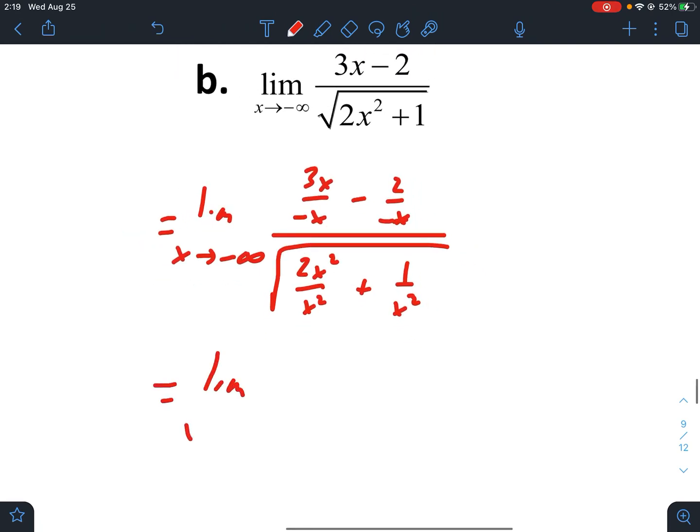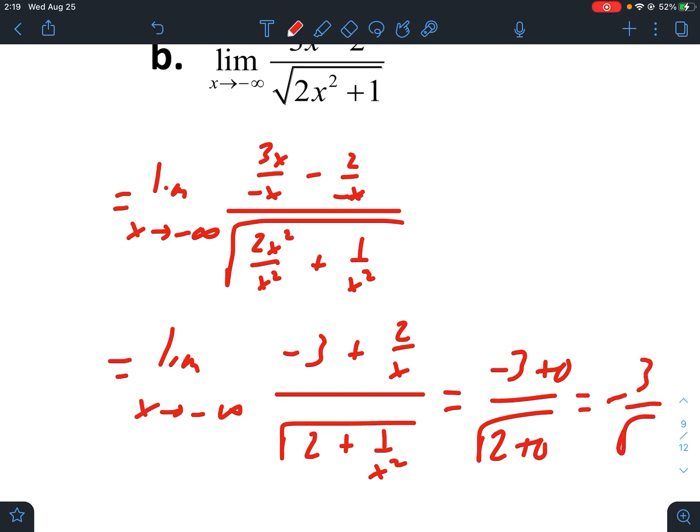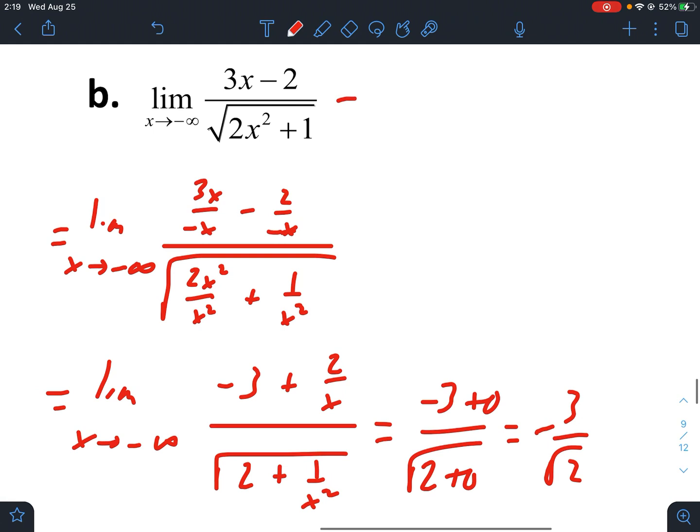So now I get the limit as x approaches negative infinity of (negative 3 plus 2 over x) over the square root of (2 plus 1 over x squared). And now if I put in infinity, I get negative 3 plus 0 over root 2 plus 0, which is negative 3 over root 2, which is the same numeric answer, but the opposite sign of what we got for A. So a problem such as this, you could get two different asymptotes for your graph.